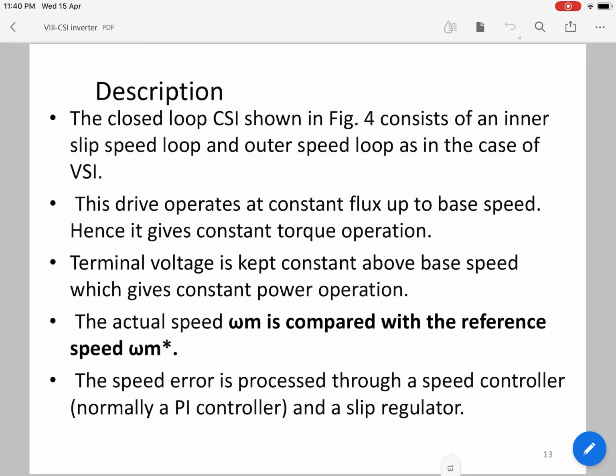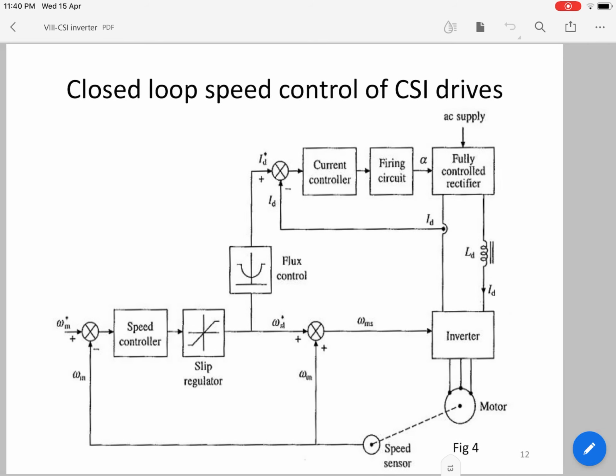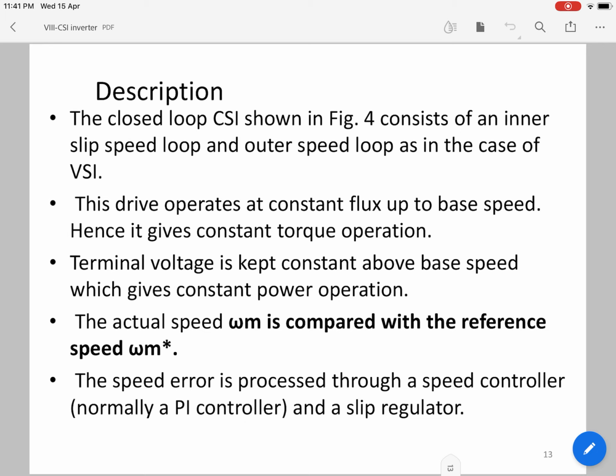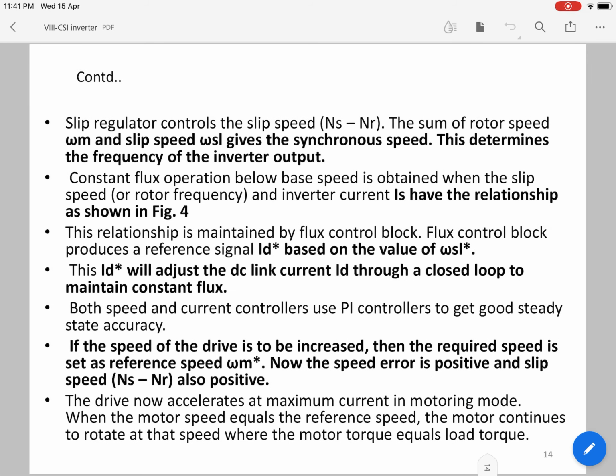The actual speed omega m is compared with the reference speed omega m star, as you see in the lower part of the diagram. The speed error is processed through a speed controller, which is normally a PI controller, and a slip regulator. The slip regulator controls the slip speed, which is ns minus nr. The sum of rotor speed omega m and slip speed omega sl gives the synchronous speed. This determines the frequency of the inverter output.